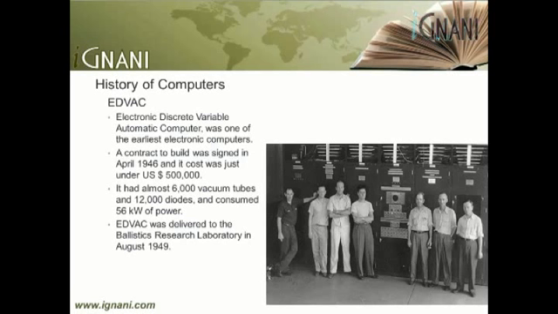EDVAC received a number of upgrades including punch card input-output in 1953, extra memory in slower magnetic drum form in 1954, and a floating point arithmetic unit in 1958. EDVAC ran until 1961 when it was replaced by BRLESC. During its operational life it proved to be reliable and productive for its time.